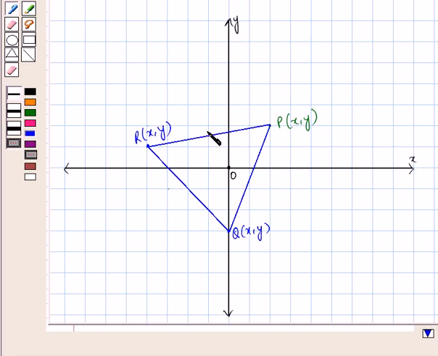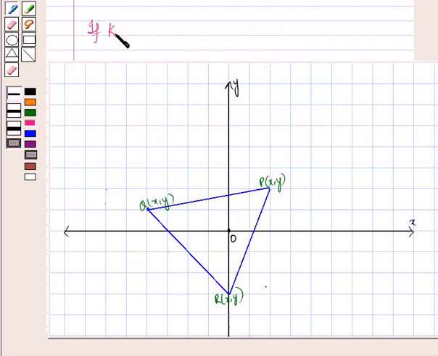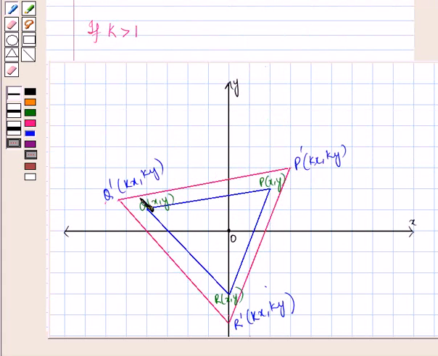Here we will discuss the center at origin. Now, if a point P(x, y) is on a geometrical figure, here we have taken the point P(x, y) as a vertex of this triangle with center origin, and now we multiply each coordinate by k. If k is greater than 1, then this is the new triangle which we will obtain. The vertices of this triangle are P dash, Q dash, R dash, each having coordinates (kx, ky).